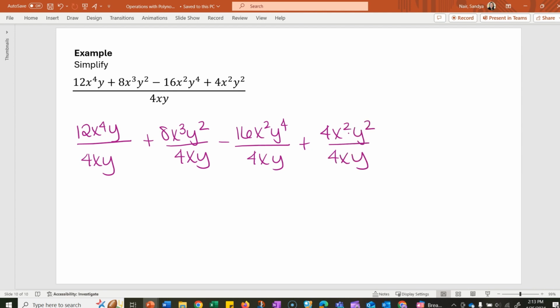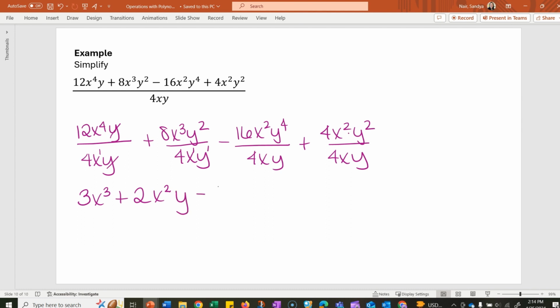Okay, so first we're going to divide coefficients. So 12 divided by 4 is 3. And then x to the 4 minus 1, so x cubed. Y over y will just cancel. And then plus 8 over 4 is 2. X to the 3 over x to the 1, I subtract the exponents, giving me x squared. Y squared over y to the 1, subtract the exponents, so I just have y.